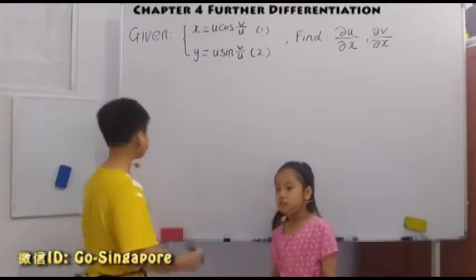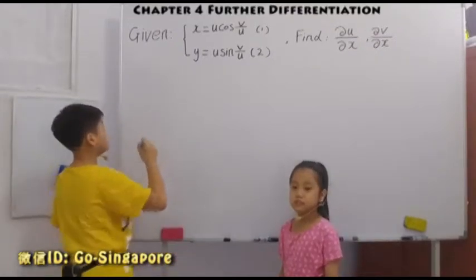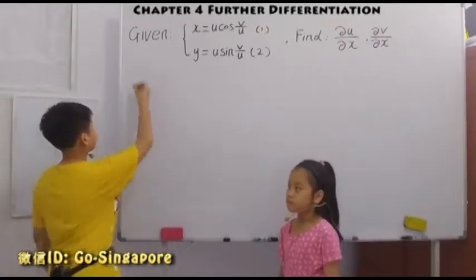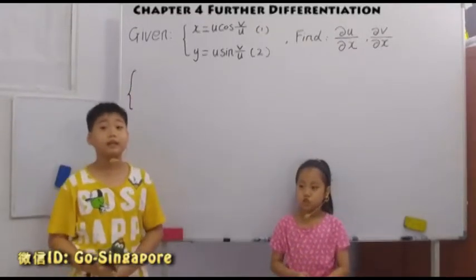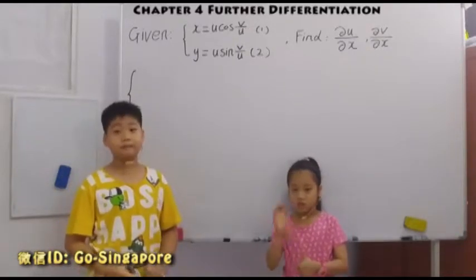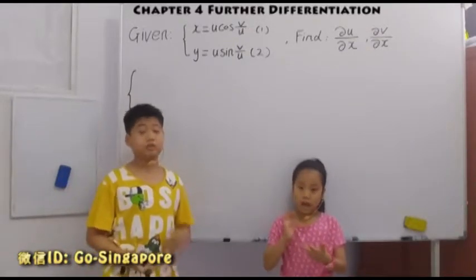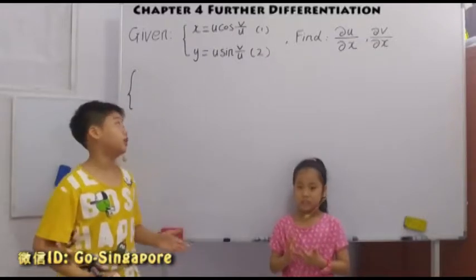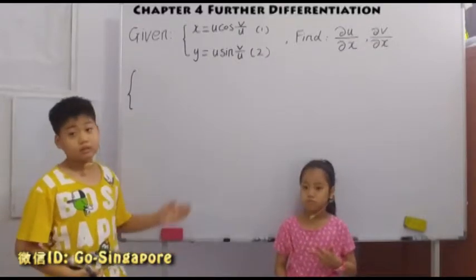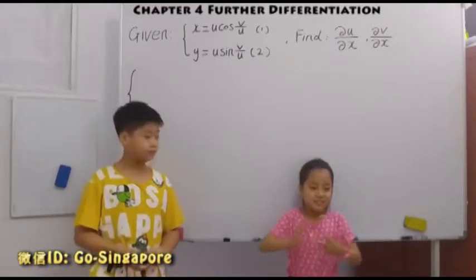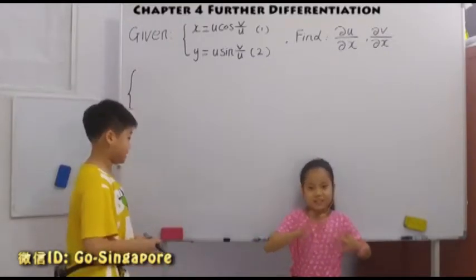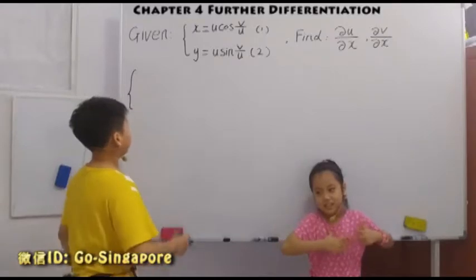Actually, this method has three names. The first method is named tedious, or we can call it the implicit method, or Cramer's rule, the simultaneous equations method.